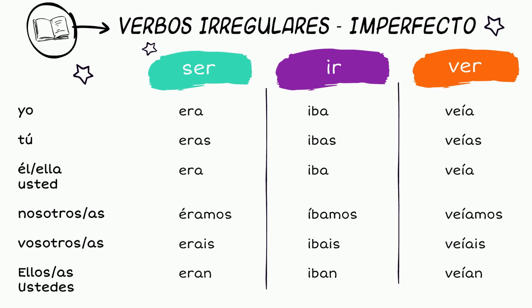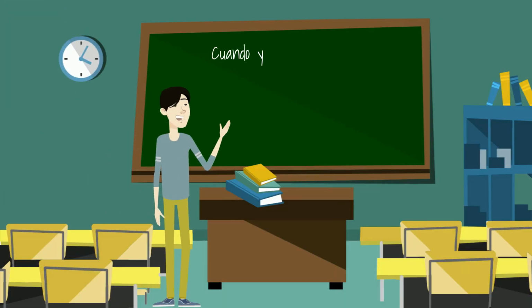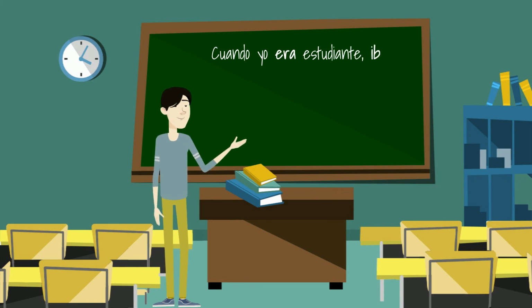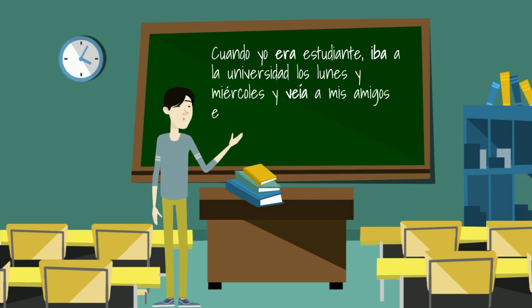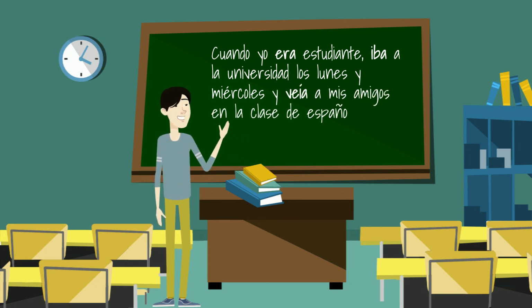Let's use these in context. Cuando yo era estudiante, iba a la universidad los lunes y miércoles y veía a mis amigos en la clase de español. When I was a student, I would go to the university on Mondays and Wednesdays and would see my friends in Spanish class.